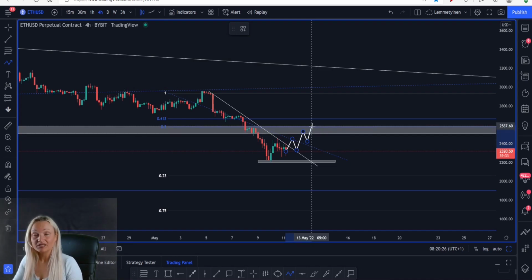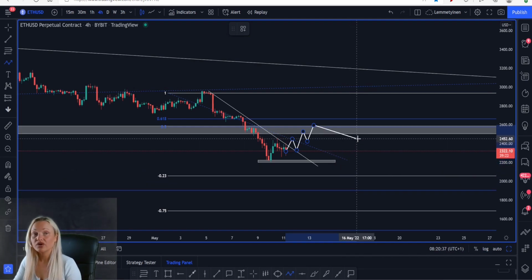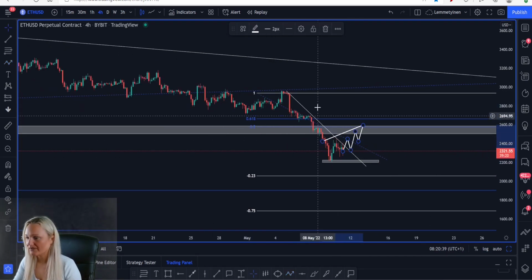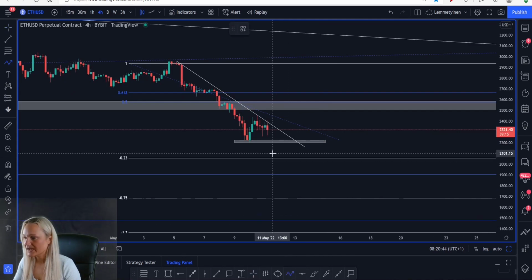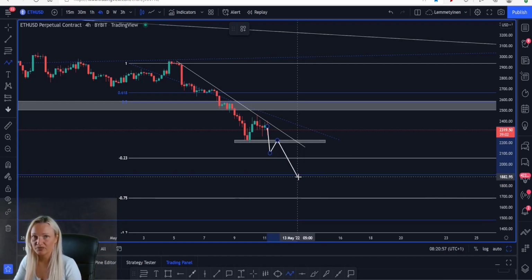From this level, based on market structure, we can expect the market to drop to the downside. The target for me is around 1,900 because this is the overall Fibonacci level that we do have on the weekly. The second scenario is that if we see the market now come back down to the support at 2,200 and we see a potential retest, this could also be the rally back down to 1,900, potentially also seeing the market continue back even more.